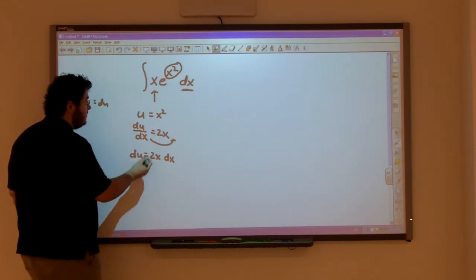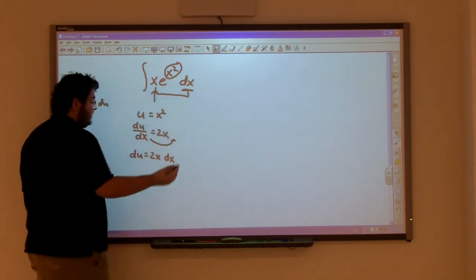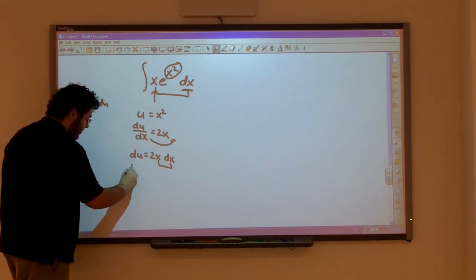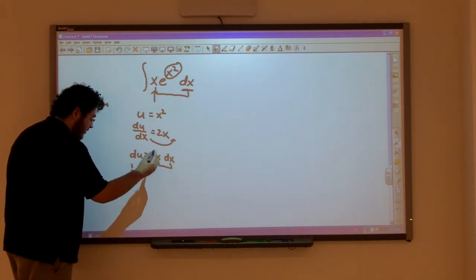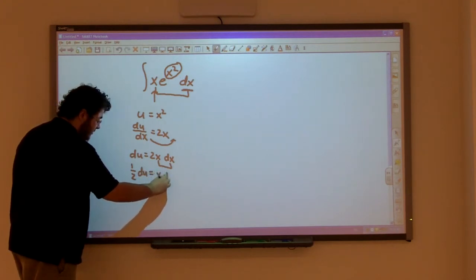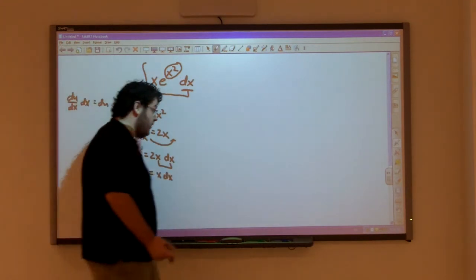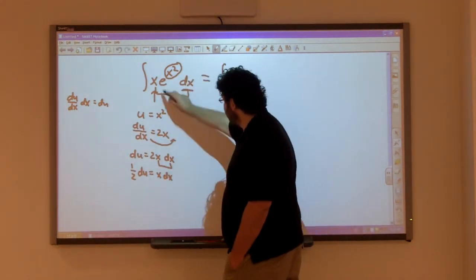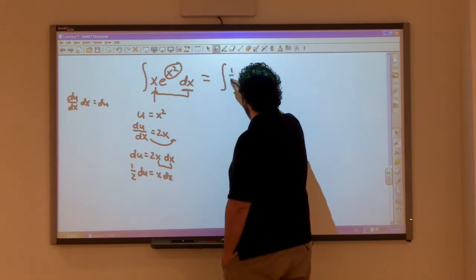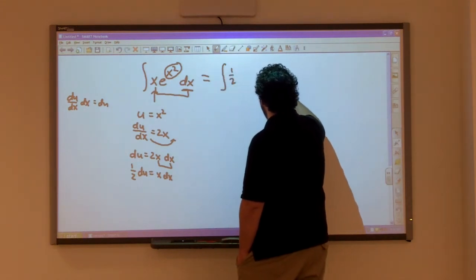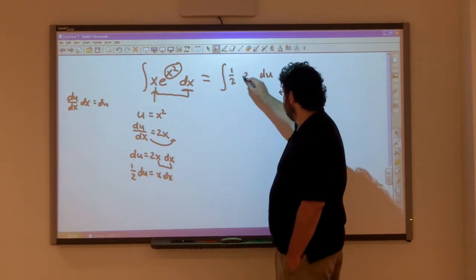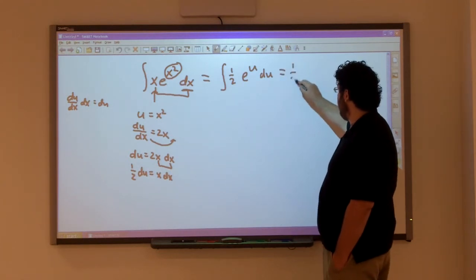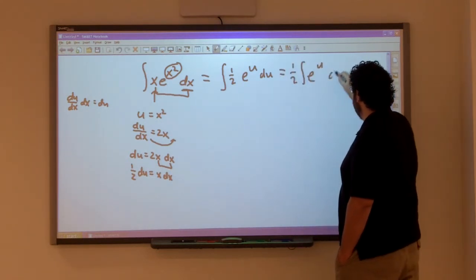So this is helpful because in our problem, we have an x dx. And now we've regained that x dx. So if we want just that, we can say 1/2 du is x dx. So we can say this is really the integral of, well, x dx is 1/2 du, and e to the x squared is now e to the u. That's a really simple integral to solve, because that's just half of the integral of e to the u du.